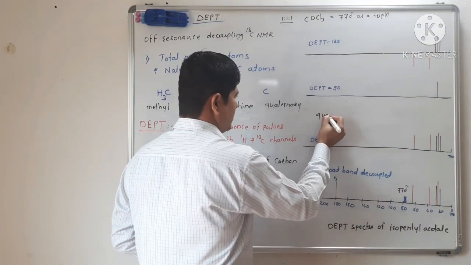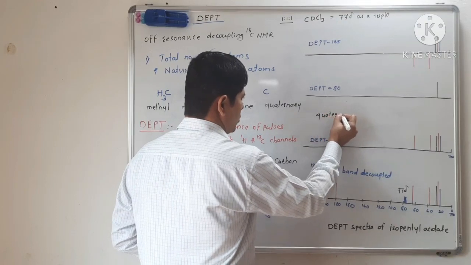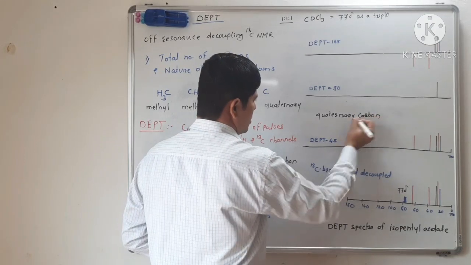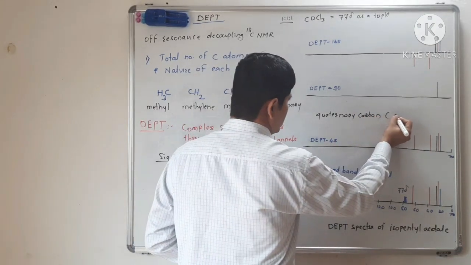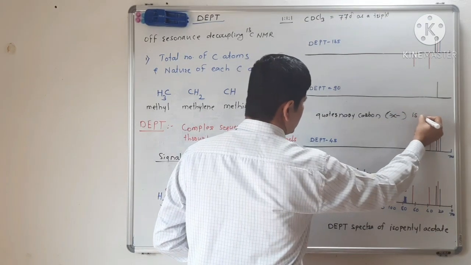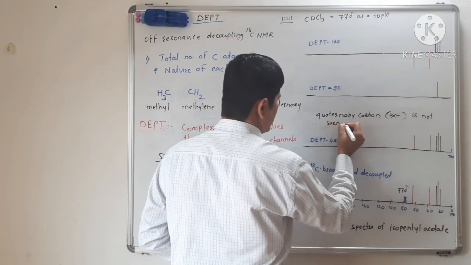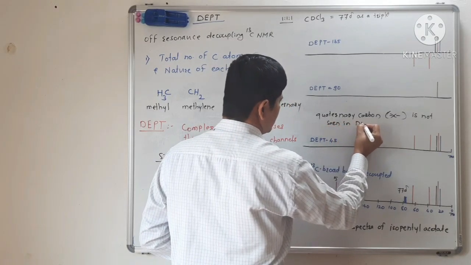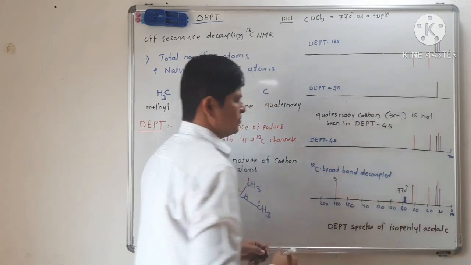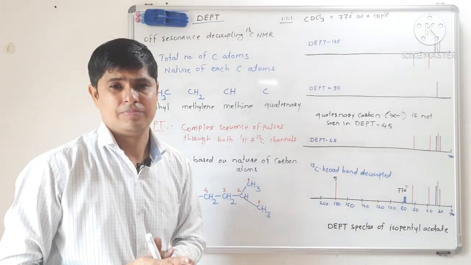So quaternary carbon is not seen in DEPT 45. Quaternary carbon is not seen in DEPT 45.